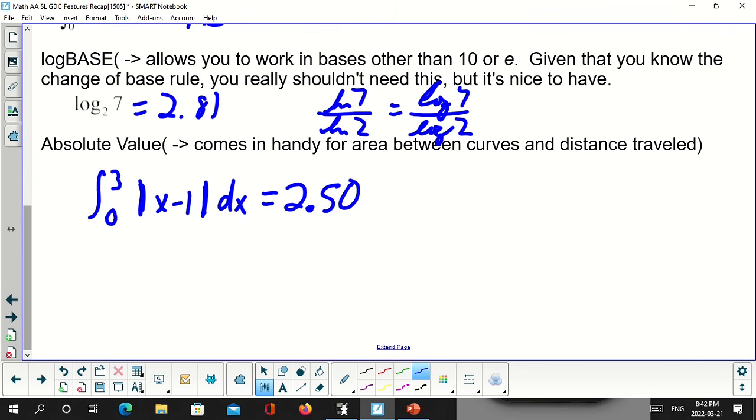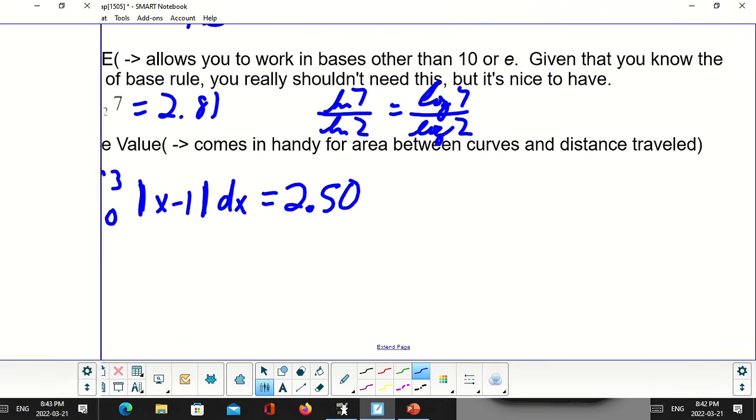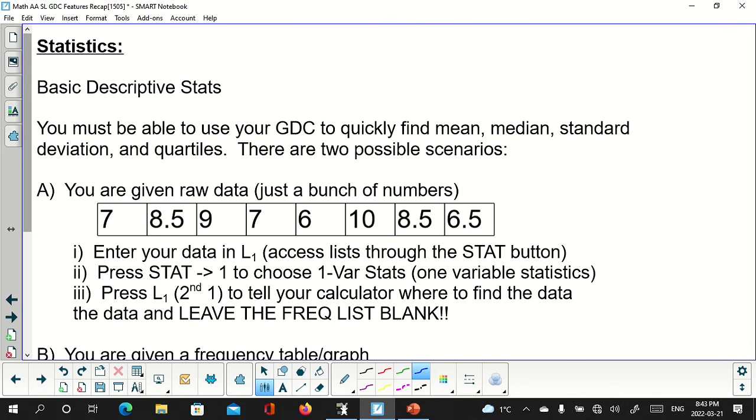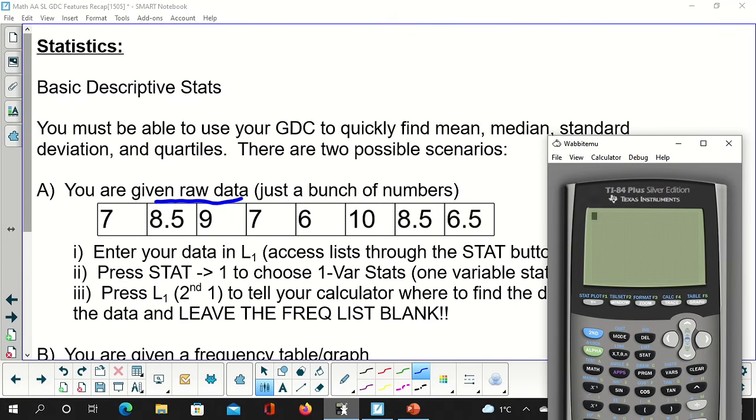That takes care of the algebraic and graphical stuff, so let's move on to statistics. We're talking about basic descriptive stats here. So you need to be able to use your GDC to quickly find mean, median, standard deviation, and quartiles. And there are kind of two scenarios. You could just be given raw data, so just a bunch of numbers. And if that's the case, then just enter that data into list 1.